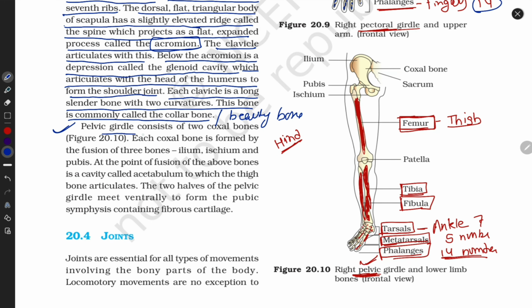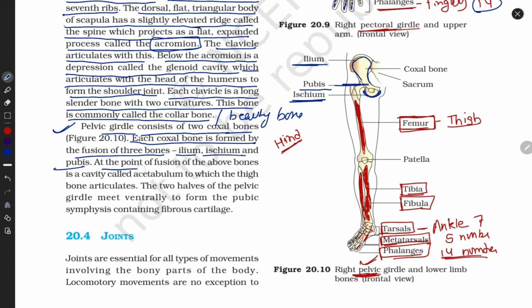Now let's move to the pelvic girdle. The pelvic girdle consists of 2 coxal bones, one on this side and another on this side. Each coxal bone is formed by the fusion of 3 bones. Very important: ilium, not the ileum of the small intestine, then ischium and pubis. I'll show you. This is the pubis part, the narrower part. This is the ischium part. And this is the ilium part, very large and curved.